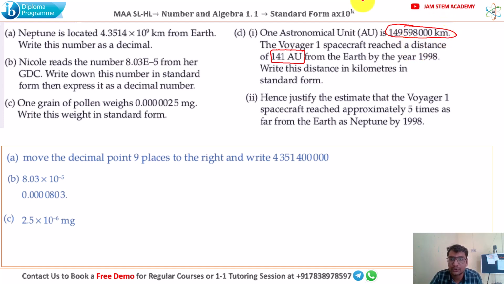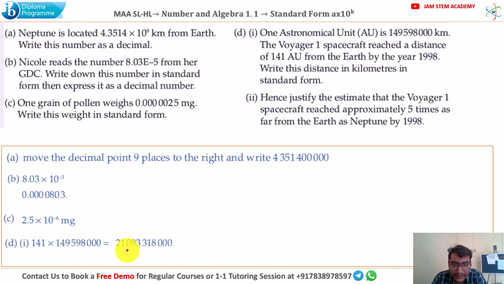Simply multiply these two quantities. First we need to multiply these quantities. Whatever the answer is, that will be our direct value, right? Later we need to convert it into standard form also. So let's do it. First, let's multiply this 141 with 149,598,000. Okay, use your calculator and get the answer. This comes out as this much.